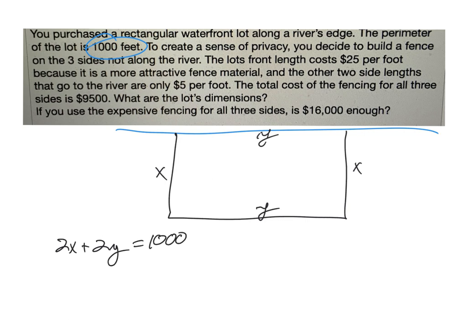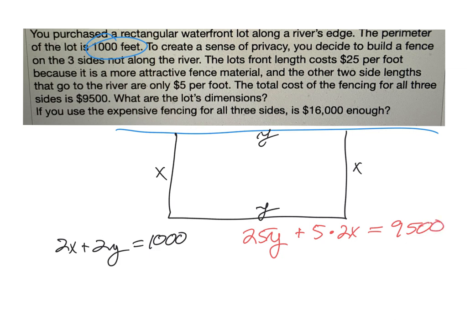To create privacy, you decide to build a fence on 3 sides, obviously not along the river because you have riverfront property. You don't want to have a fence in front of your river. So you're going to do 3 sides, not along the river. The lot's front length costs $25 per foot. So the front, for me, that's a y. The y costs $25 a foot. So in terms of equation, for every foot y, I'm going to multiply it by 25, because that'll tell me how much I pay for that front side. And then the other 2 side lengths are $5 per foot. So that will be plus 5 times the 2 sides, 2x, because there are 2 sides that are x length. And it says the total cost of the fencing for all 3 sides will be $9,500.